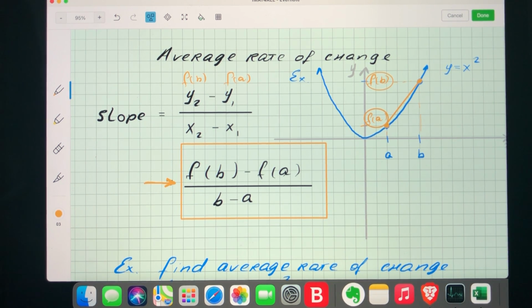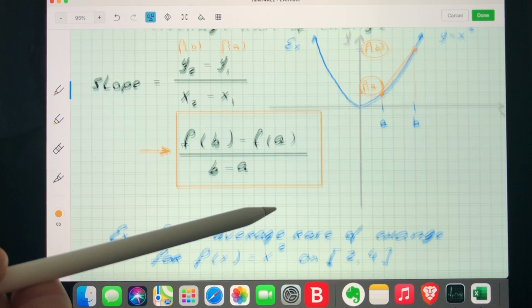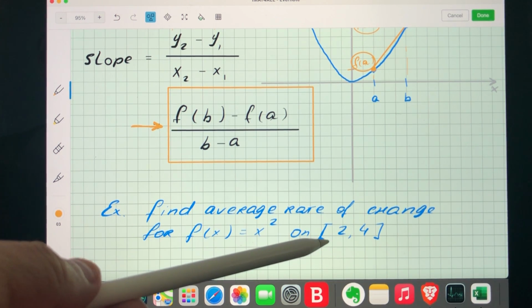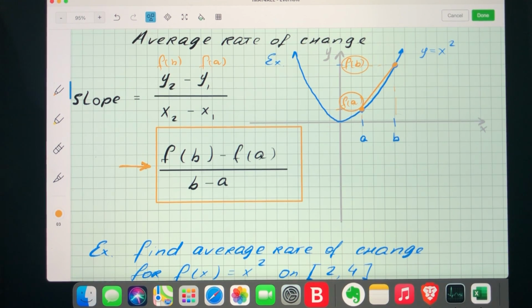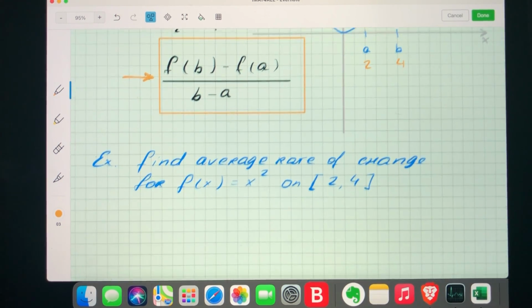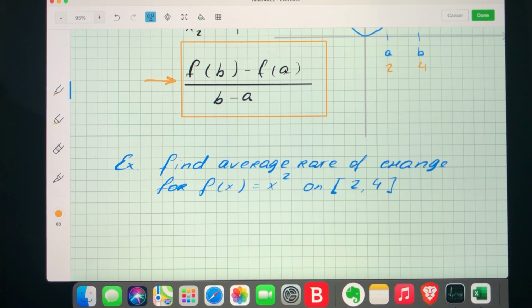So now let's use this formula to find the average rate of change of a quadratic on the interval from 2 to 4. So this bracket means we start at 2, we end at 4. So let's say this is the 2 and that's the 4. So the question is, what is the slope between these 2 points? And to answer this, we need to find the function at 4 and then minus from it the function at 2, and then on the bottom we have 4 minus 2.